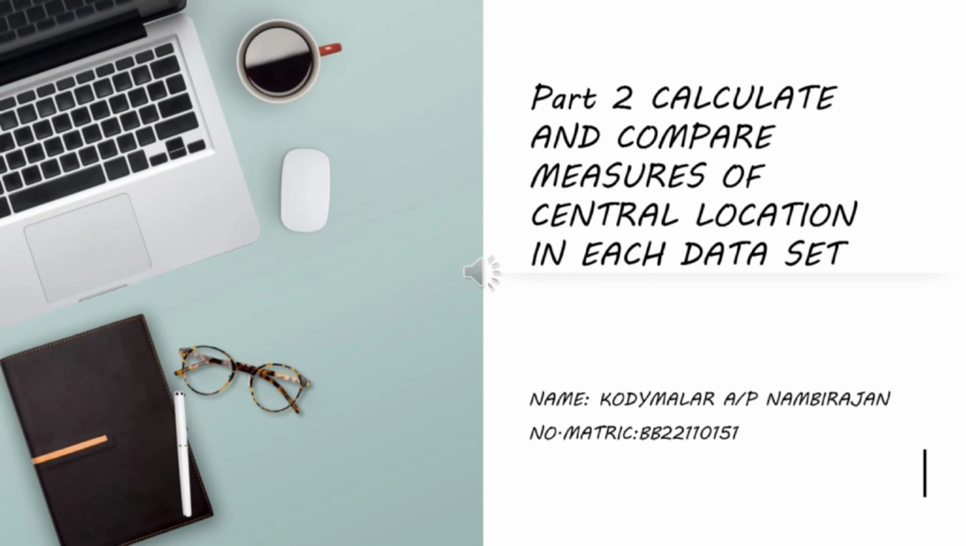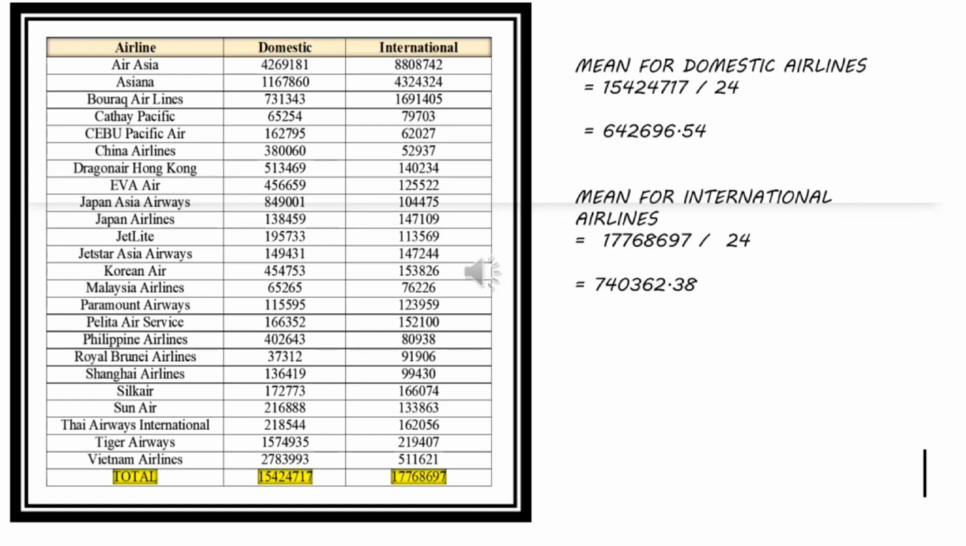Today, I would like to explain part 2, which is to calculate and compare measures of central location in each data set. Firstly, we have three things to find out when we look at measures of central location, which are mean, median, and mode. First, we're going to find the mean. Mean is a primary measure of central location. We generally refer to it as average. As you can see, we have two types of data set here, domestic and international.